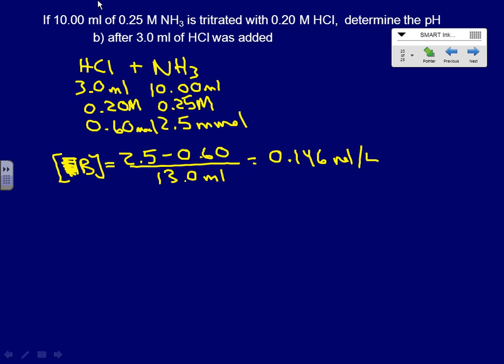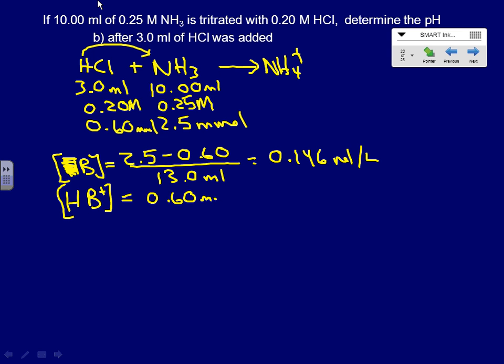And so how much conjugate acid has been made? Now remember, because we have added that H onto the base, we're going to get some NH4 plus, which is the conjugate acid. And for every 1 mole of HCl, I will get 1 mole of the conjugate acid. And so I'm going to have 0.60 millimoles over 13.0 milliliters.